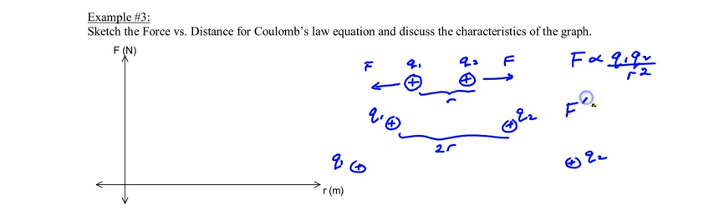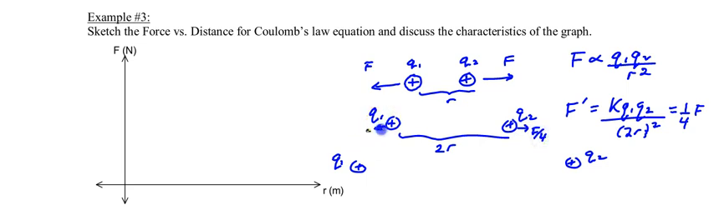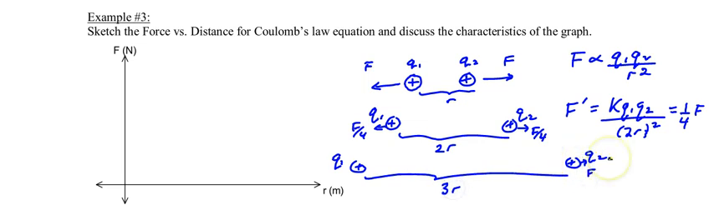So this new force in the second scenario will be equal to K Q1 Q2 over (2R) quantity squared. Hopefully you'll realize that will be a quarter of the original force. So now it's only 1/4 of that original force. Now if you move them to 3R, how much will that force change by? Since it's inversely proportional to the square of the distance between the two charges, 3 squared means it's going to be 1/9 of the original force.